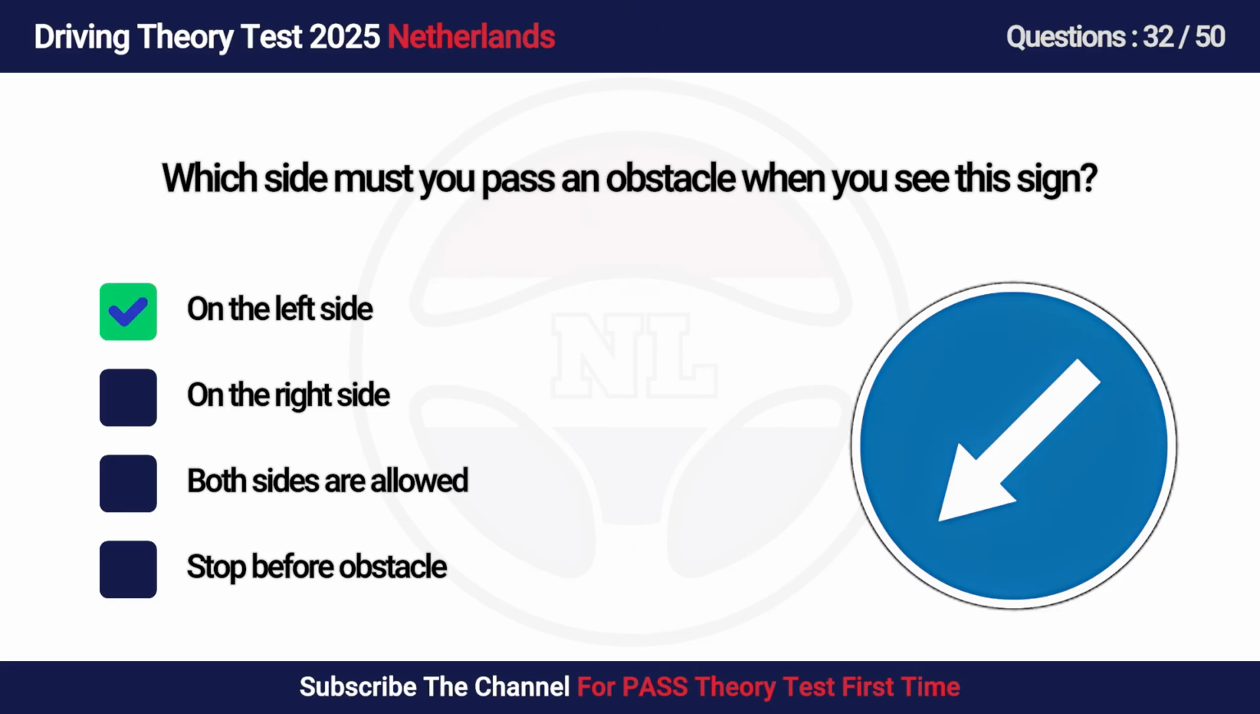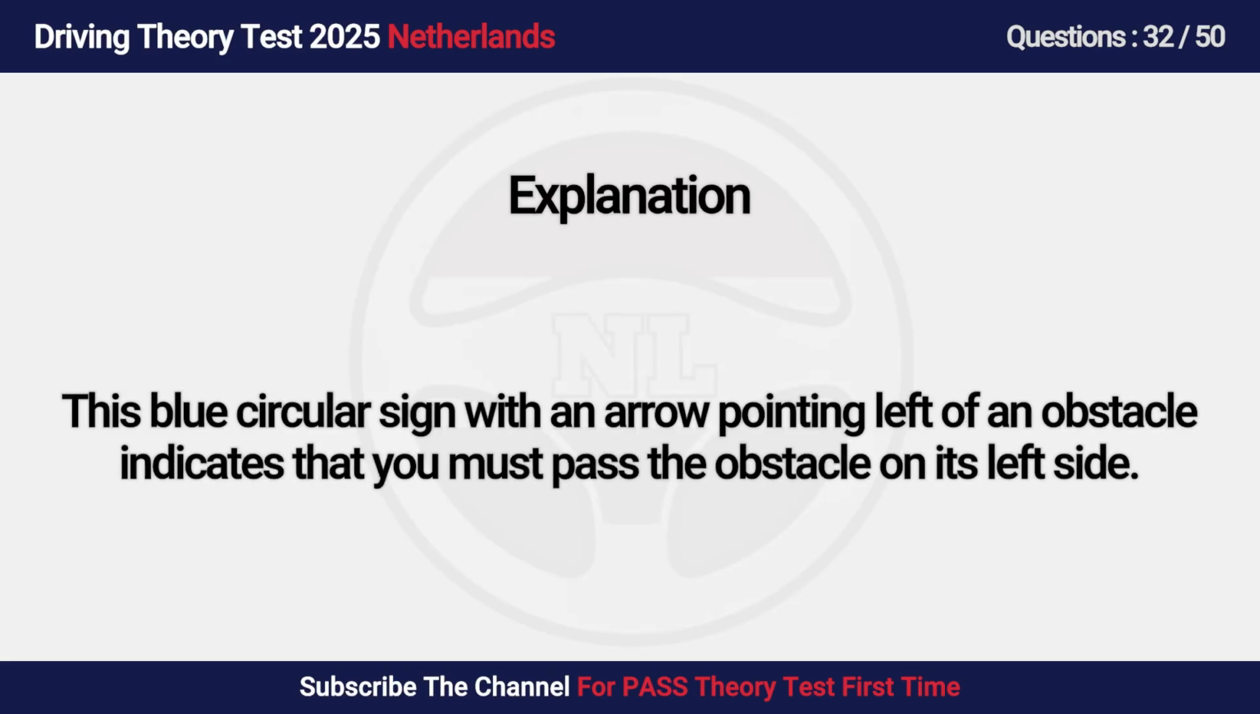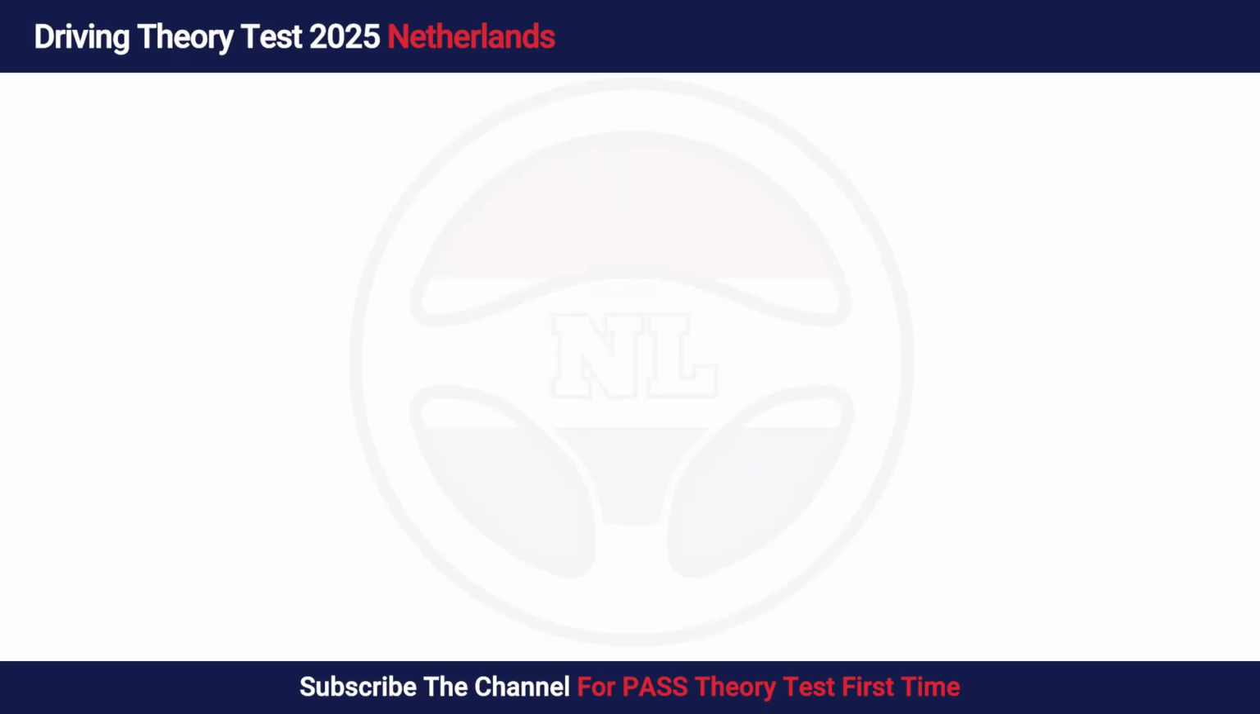Answer is A. On the left side. This blue circular sign with an arrow pointing left of an obstacle indicates that you must pass the obstacle on its left side. Question 33.